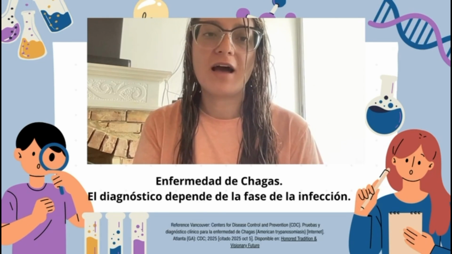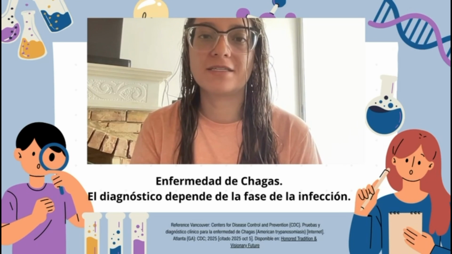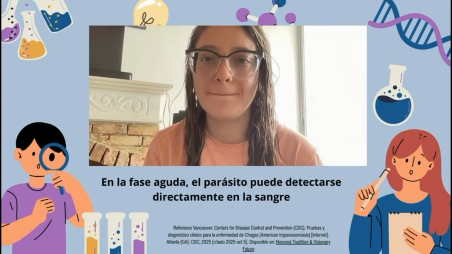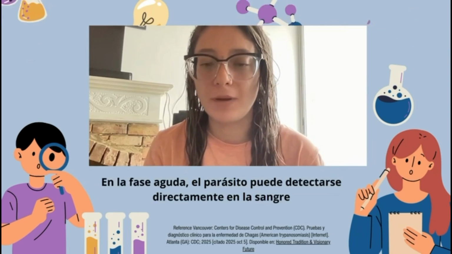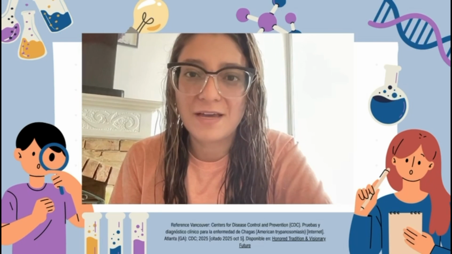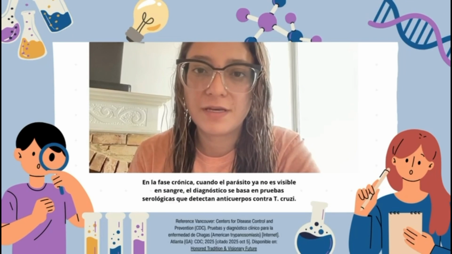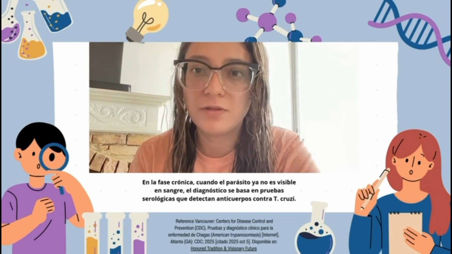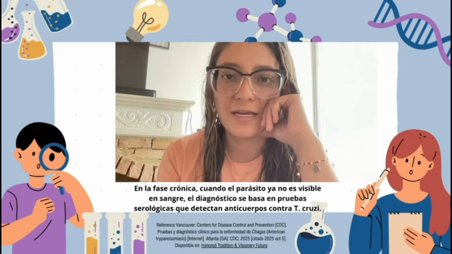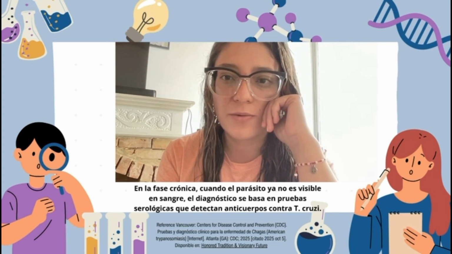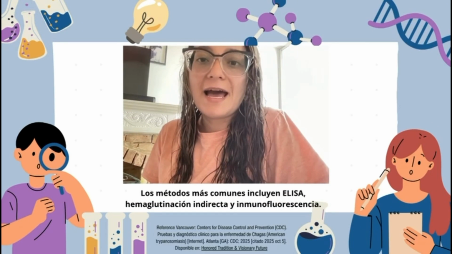Hello everybody, my name is Juliet Rodriguez and I will discuss Trypanosoma cruzi, the parasite that causes Chagas disease. Diagnosis depends on the stage of infection. In the acute phase, the parasite can be detected directly in the blood, or by PCR, which identifies the parasite's DNA. In the chronic phase, when the parasite is no longer visible in blood, the diagnosis relies on serologic tests that detect antibodies. Common methods include ELISA, indirect hemagglutination, and immunofluorescence assays.